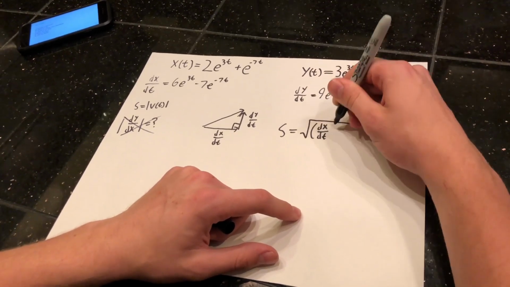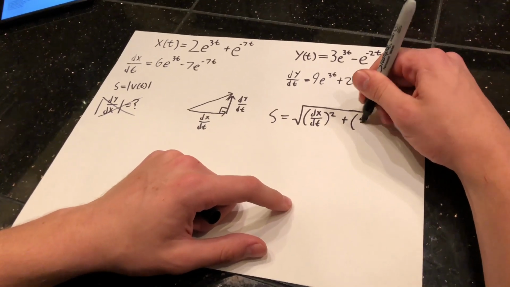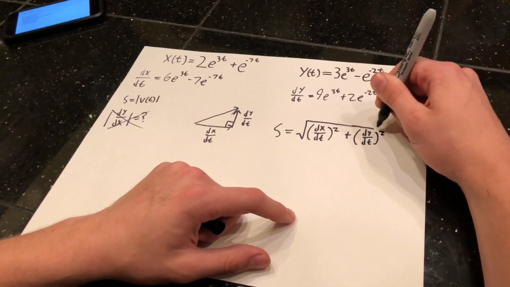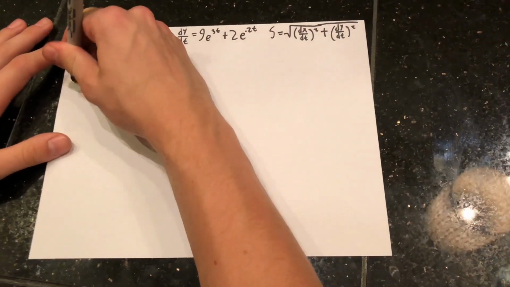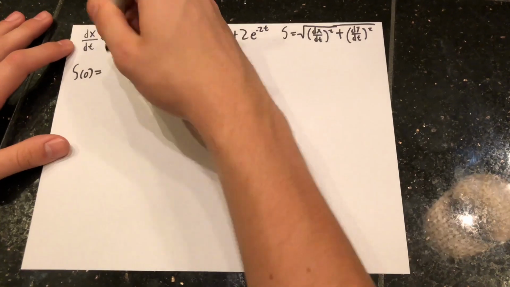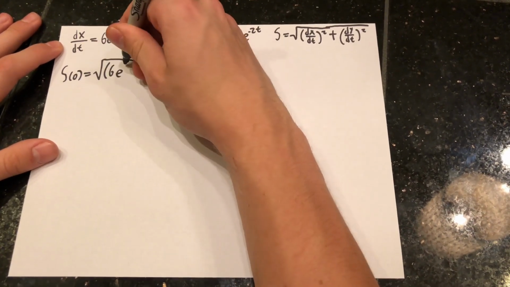So to find the speed of a particle moving in two directions, you just do Pythagorean theorem. Now we can find the speed of the particle at time equals 0 the right way. Let's go ahead and plug in our function.